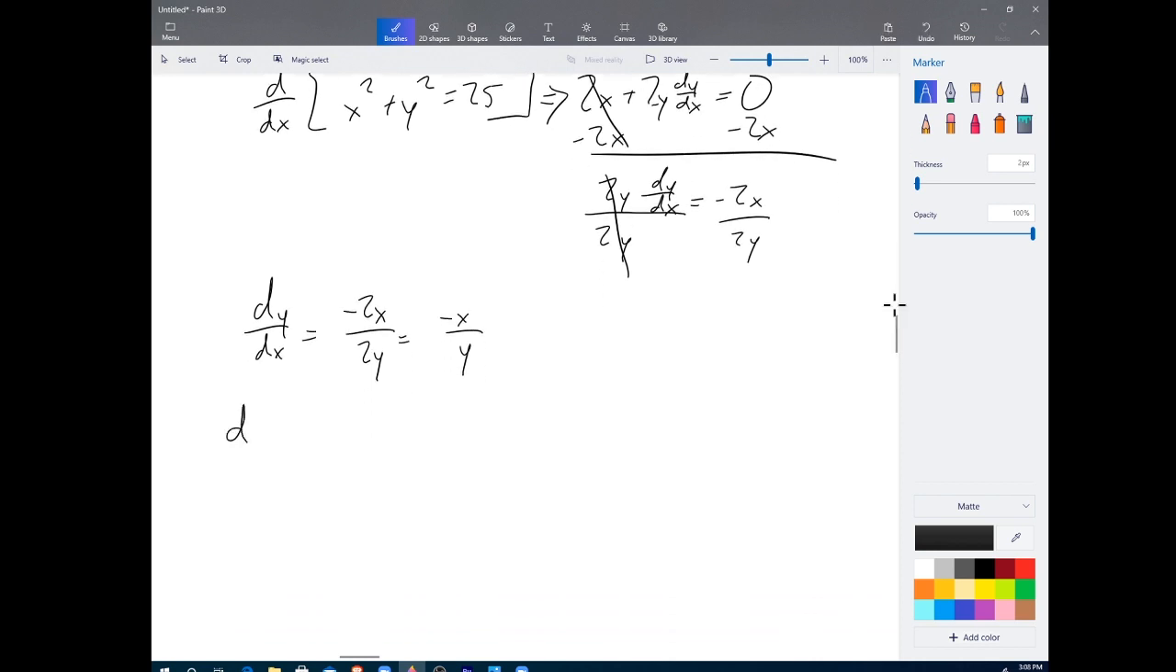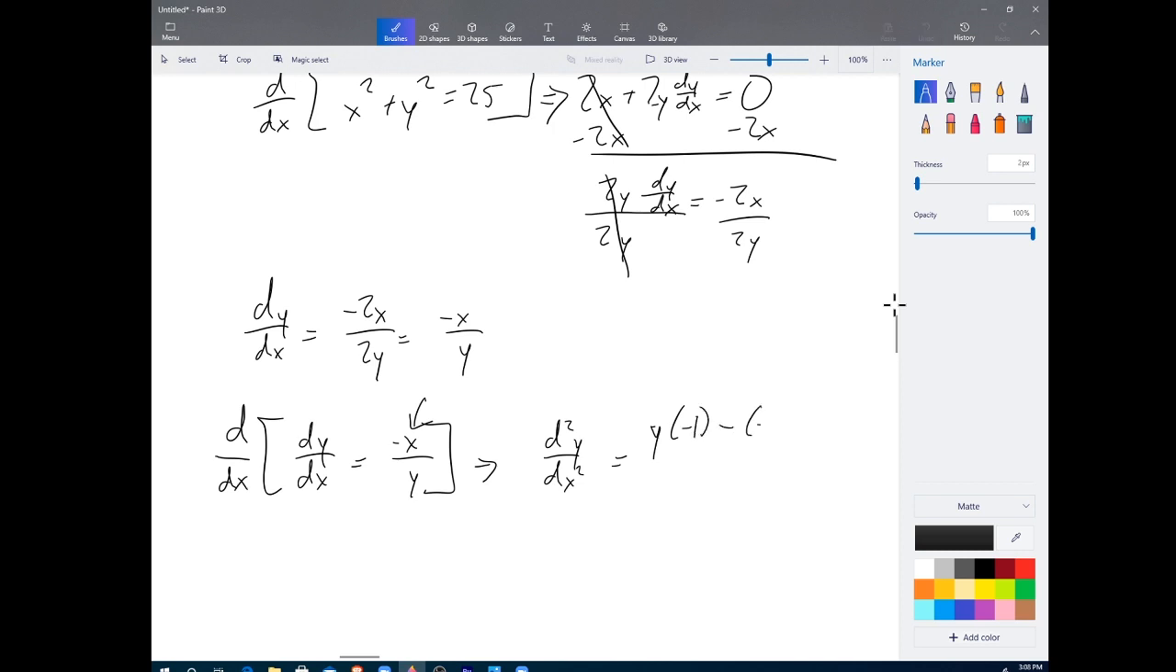Now I'm going to take the derivative of my derivative, and I'm going to get out of this my second derivative. And then on this side, this is a quotient rule. You do have to still use the quotient rule. It's going to be a ho d hi minus hi d ho, all over ho ho.